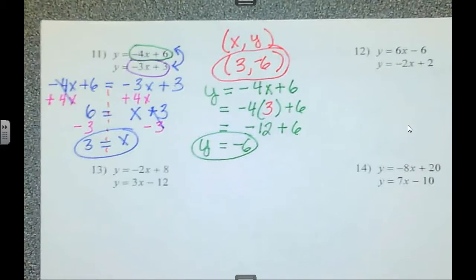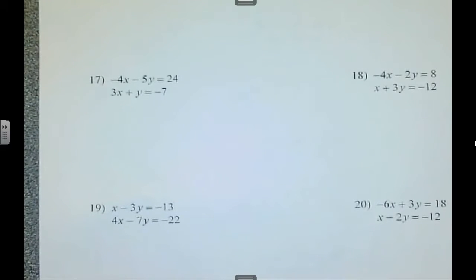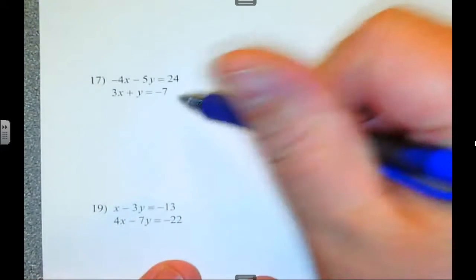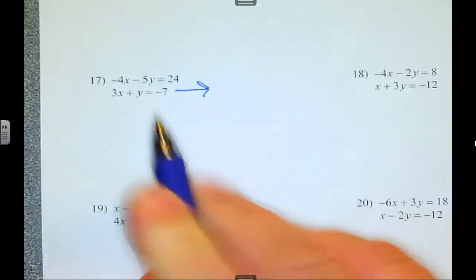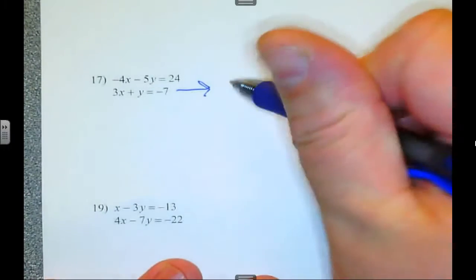Let's look at number 17. Do I have a variable solved for? No. Is there one variable I can solve for pretty easily in either one of these two equations? Yeah. Which one? The bottom. Mainly it's because there's a 1 for a coefficient for the y. So I'm going to solve for that y.